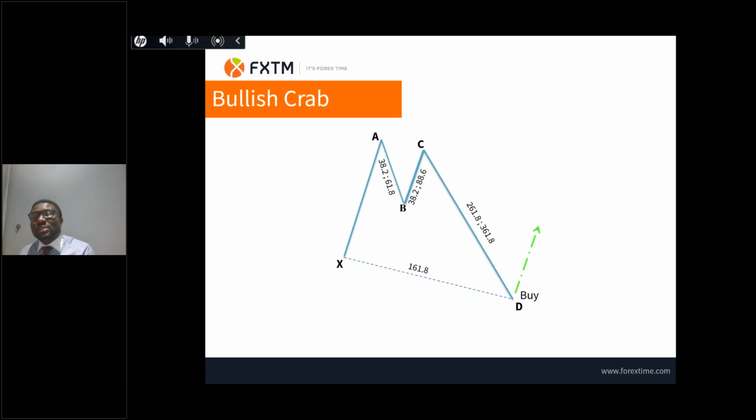We say it is 261.8 to 361.8 of BC. And then we confirm it with one more thing. We say XA is a 161.8 extension of BC. So we'll get to the chart right now and then see how it goes.